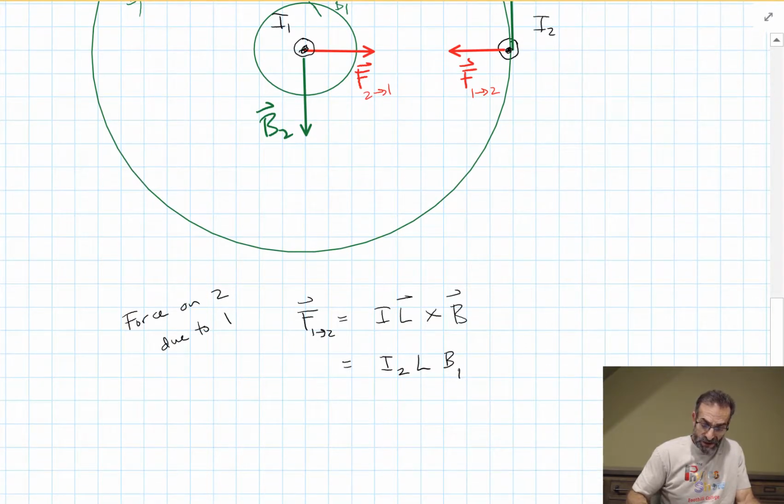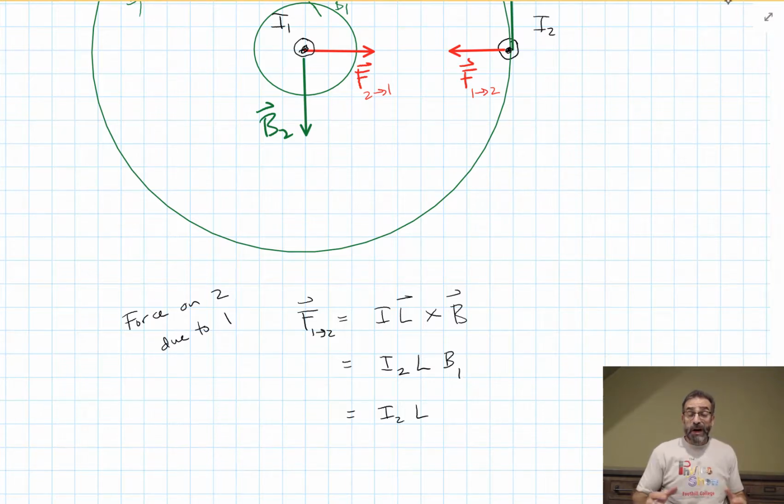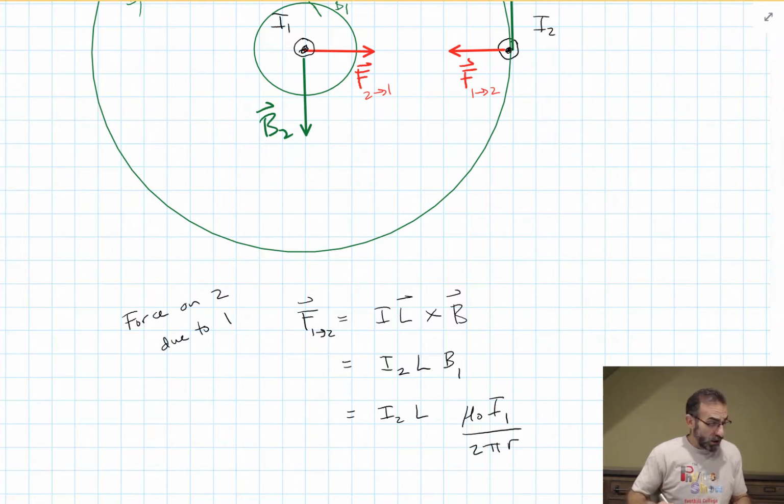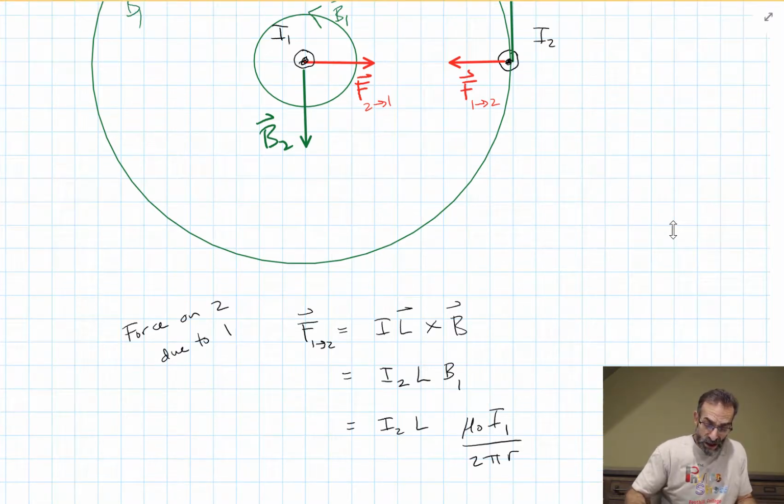What is the magnetic field at the location of wire 2 due to wire 1? If these are long infinite wires, we know the result. Mu naught I, which I? I from wire 1. That's the one that's filling the space with the magnetic field. Over 2 pi r, where r is the distance between these two wires.